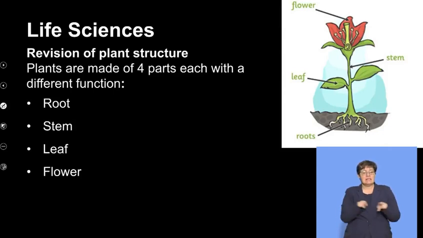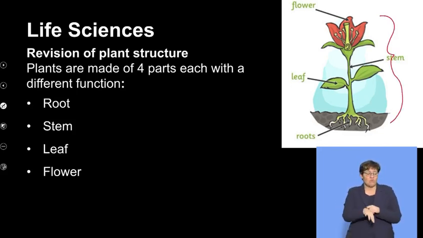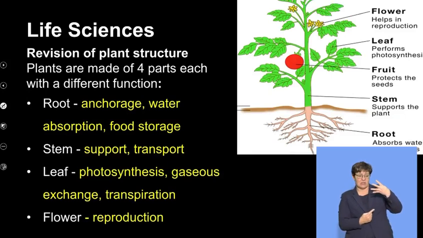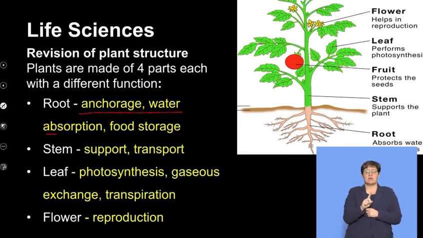We also need to revise, what does a plant look like? What is it made of? And right in primary school, you looked at something like this. Plants have roots, stems, and leaves, and at certain times of the year, they will also have flowers. Now, every single one of these has got a specific function to carry out. In the last lesson, we looked at the root with its functions of anchoring, water absorption, and food storage.